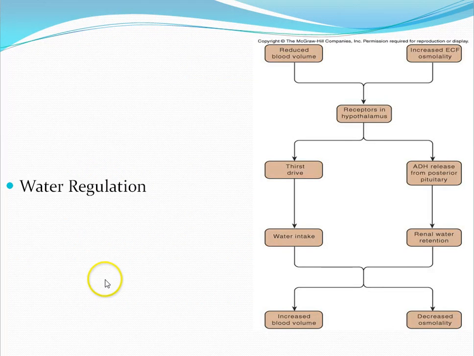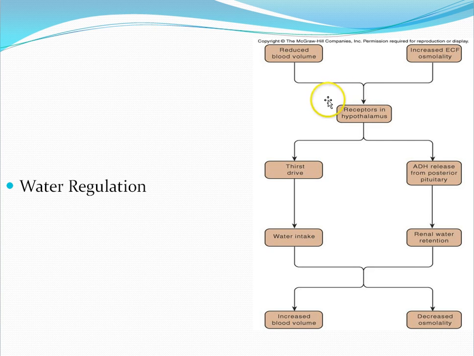This final flow chart shows how water is regulated in the body. If there is a reduced blood volume, meaning there's less water in the body, or if the extracellular fluid has an increased osmolarity, a higher particle concentration compared to water, both of these will result in the stimulation of receptors in the hypothalamus.